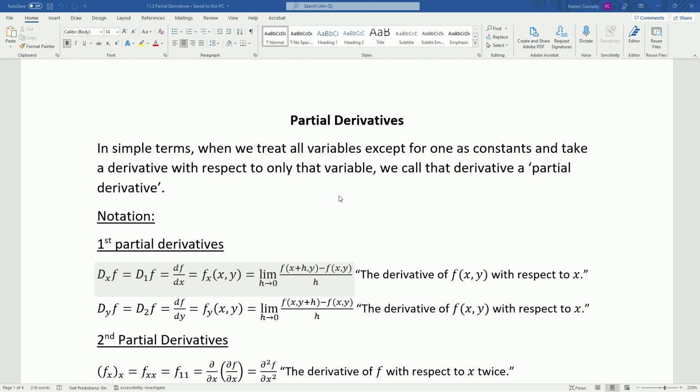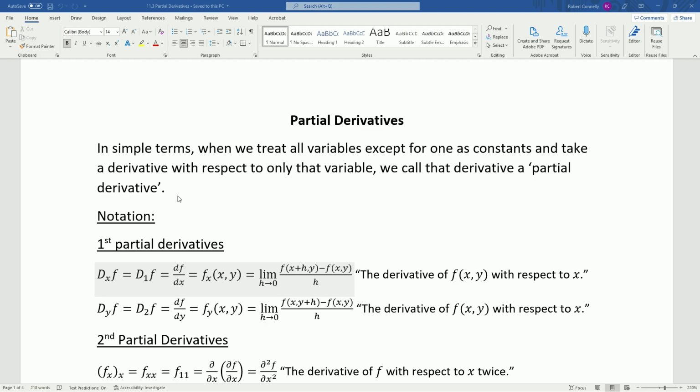So in simple terms, when we treat all variables except for one as constants and take a derivative with respect to only that variable, we call that derivative a partial derivative. Now, I should be clear, there's also implicit differentiation that can use partial derivatives, so it's not entirely accurate, but generally speaking, when we're doing partial derivatives, we're treating all variables as constants except for the one that we're concerned with.